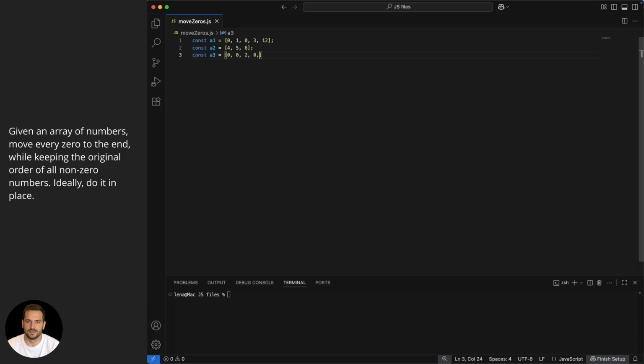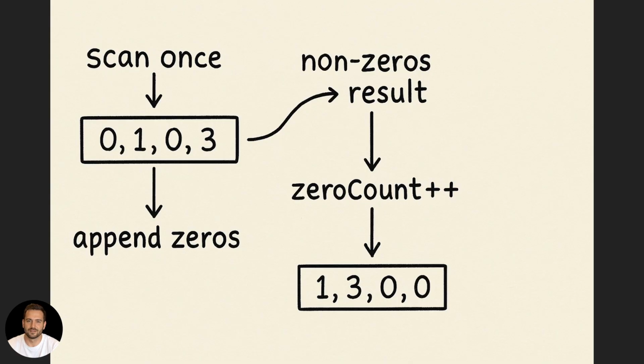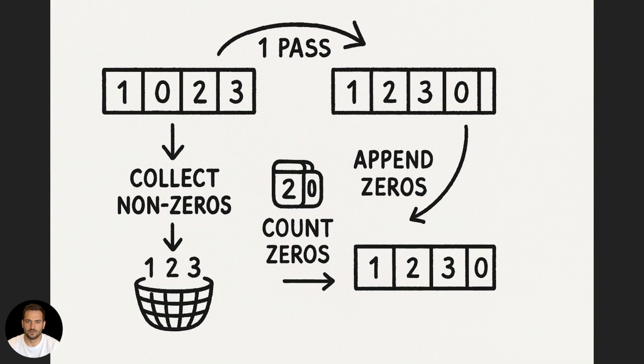How do we solve it the beginner way? We will build a new list. The idea is very simple. One pass to collect all non-zeros. Count how many zeros we skipped, then append that many zeros to the end of the new list. This keeps order automatically and is easy to reason about. In some interviews, they ask for in-place only. We'll do that as our advanced version next.